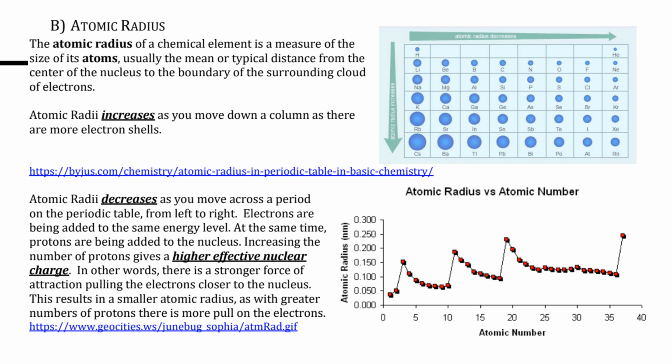Electrons are being added to the same energy level, and at the same time more protons are being added to the nucleus. Increasing the number of protons gives a higher effective nuclear charge. In other words, there's a stronger force of attraction pulling the electrons closer to the nucleus. Therefore, there is a smaller atomic radius because you have a greater number of protons pulling on electrons, and you're increasing electrons as well.